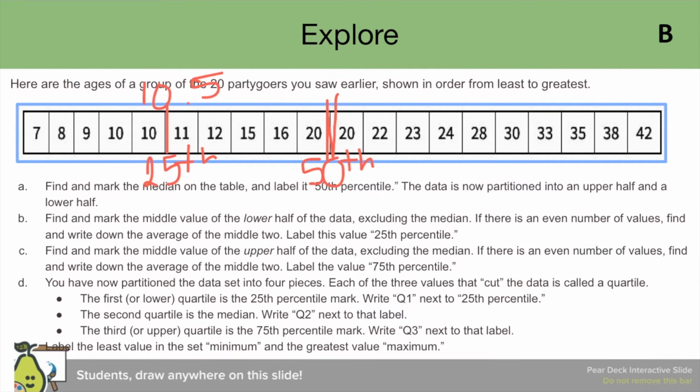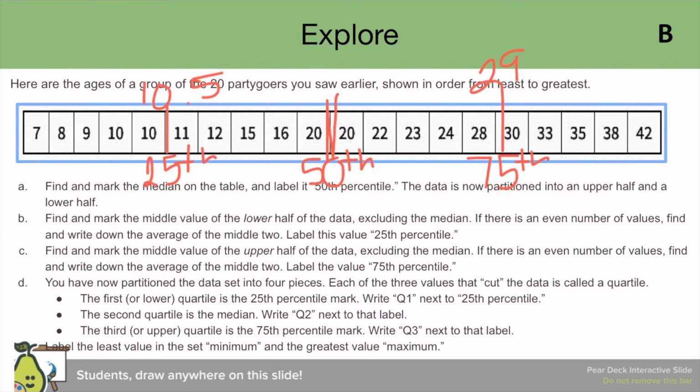Question C. Find and mark the middle value of the upper half of the data, excluding the median. If there's an even number of values, find and write down the average of the middle 2. Label the value 75th percentile. The 75th percentile is located between 28 and 30, and the average of those 2 is 29.